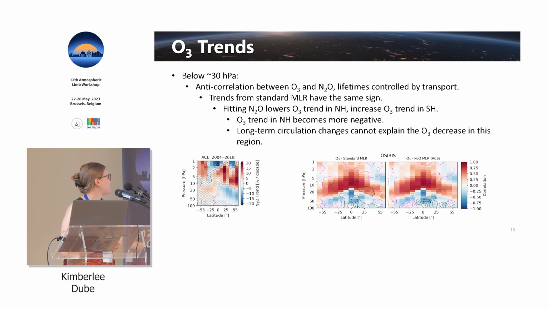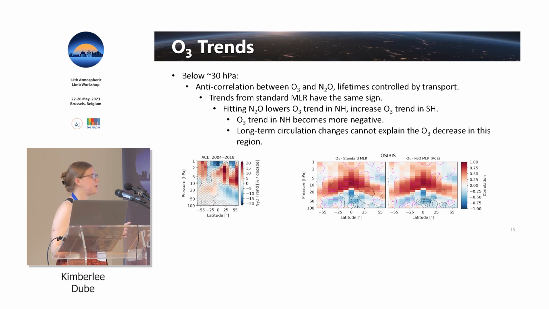So to explain what's happening a little bit more, we can compare the trends to the N2O trend and the relationships between N2O and ozone. In these panels on the left, I have the correlation between OSIRIS ozone and ACE N2O. Where it's blue, they're anti-correlated; red, they're correlated. And this correlation is equivalent to the sign of our N2O regression coefficient. So where we have anti-correlation, that coefficient would be negative, and correlated is positive.